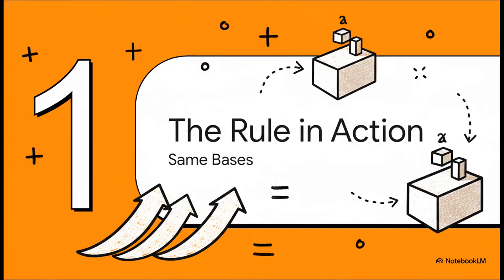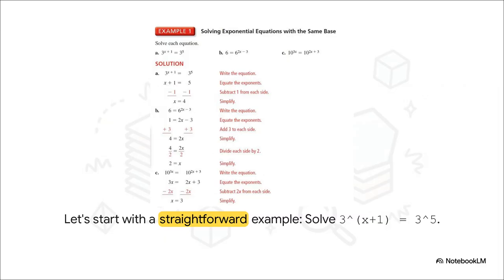Okay, so to see this rule in action, let's start with the easiest possible case, right? What happens when the bases are already the same? Let's check out this first example. We've got 3 to the power of x plus 1 equals 3 to the power of 5. The base on the left is 3, and the base on the right is 3. They match. This is the dream scenario, and it lets us use our golden rule right away.